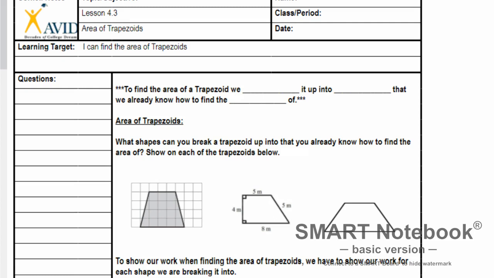Today we're going to learn how to find the area of trapezoids. Trapezoids are what we consider a composite shape, so a shape that is made up of other shapes, like we can break it down. So to find the area of a trapezoid, we break it up into shapes that we already know how to find the area of.